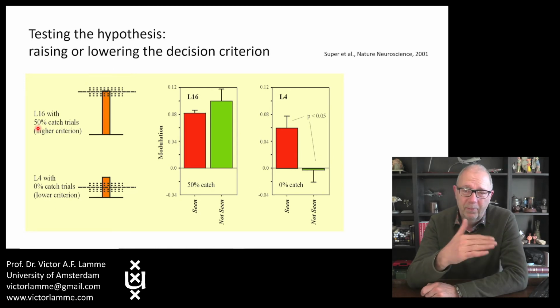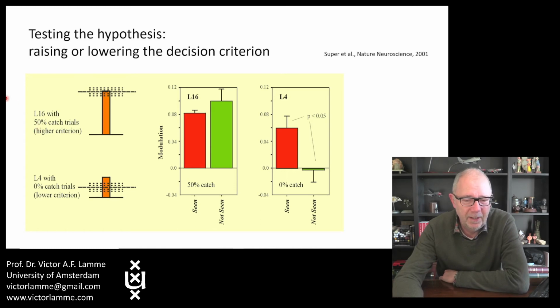And then what you would expect, as shown here, is that with this lower criterion you will also find this difference between seen and not seen for the L4 situation, so the shorter line length. Conversely, with the high criterion, 50% cat trials, you will see the same phenomenon turning, the modulation becoming independent of seen or not seen, even for the long line length, so for the high saliency stimulus, and that's basically exactly what we found.